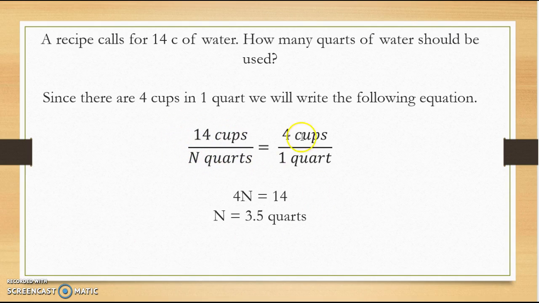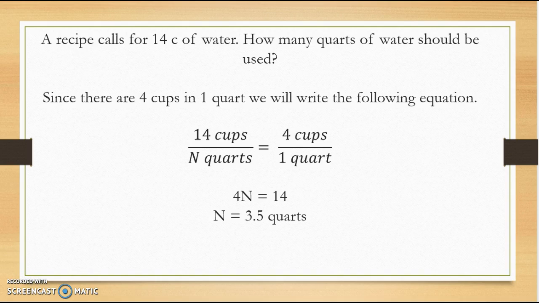14 over n equals 4 over 1. Make sure you keep your units of measure matched up properly. So since I have cups on top on one side, I have to have cups on the other. Then we're just going to cross multiply. 4n is going to equal 14. Dividing both sides by 4 gives me n is 3.5 quarts.